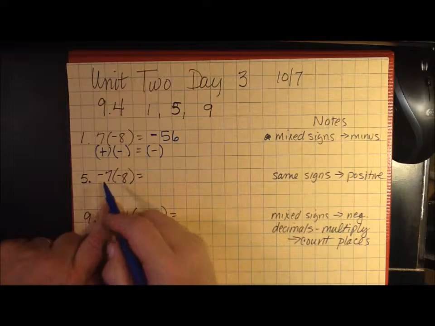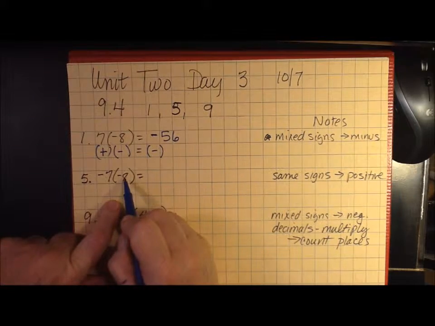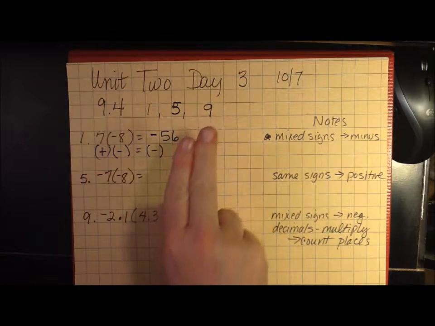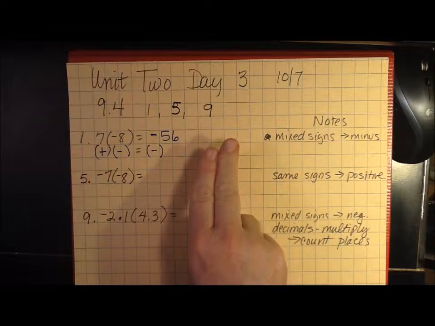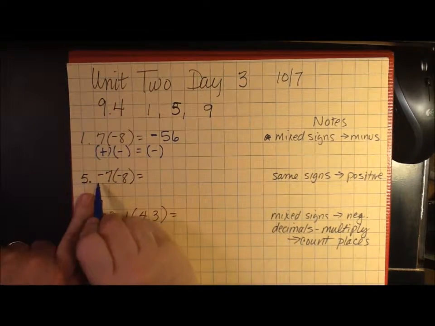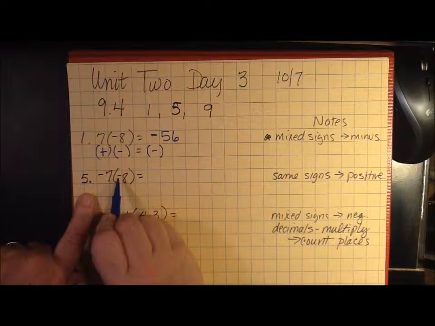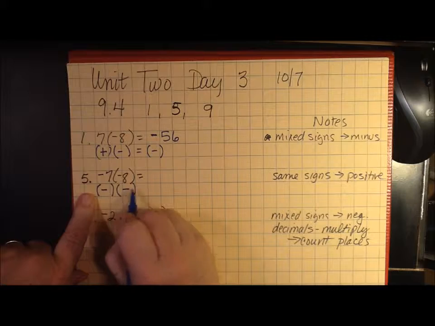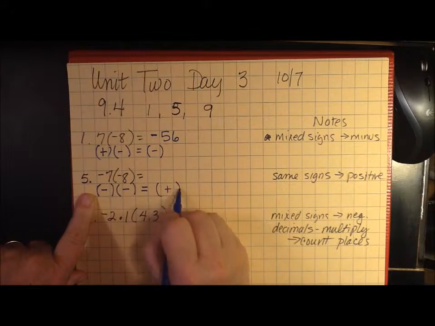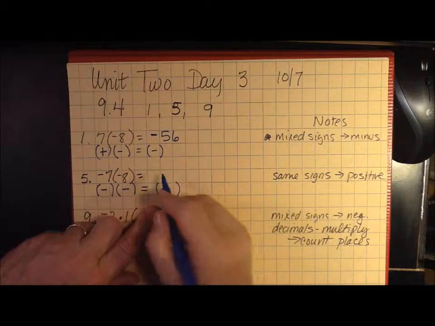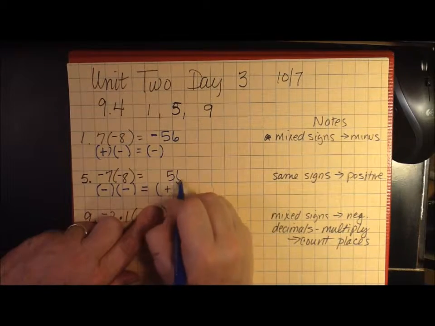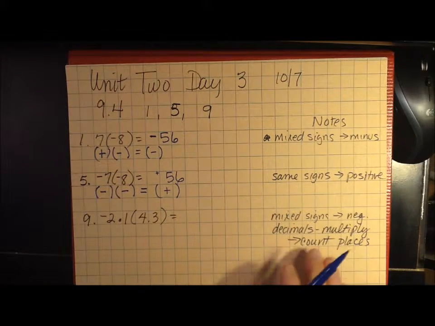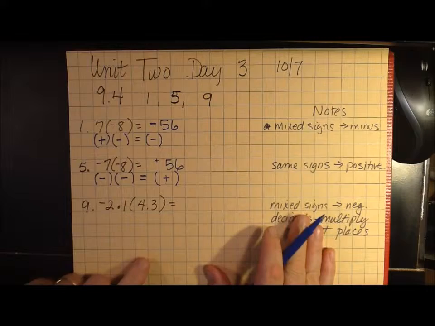Here in number 5, I'm still working with 7 and I'm still working with 8, and remember that parentheses means I'm multiplying. When there's no operator in between them, when they're right like that, that means you're multiplying. So here, let's look at the signs. That's a negative and that's a negative. And remember, same signs, a negative times a negative is a positive. So 7 times 8 is 56, and it's a positive. Same signs, positive.